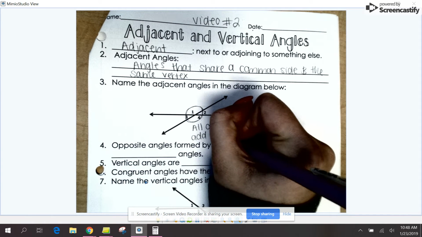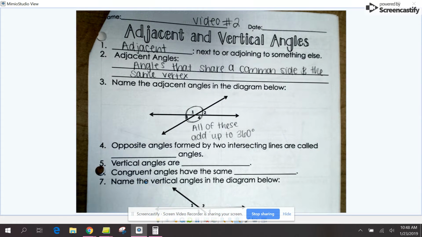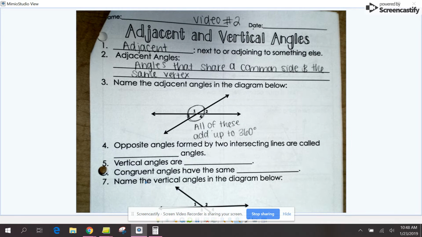add up to 360 degrees. Okay, you're going to need to know that for your homework. So altogether, that is 360 degrees.